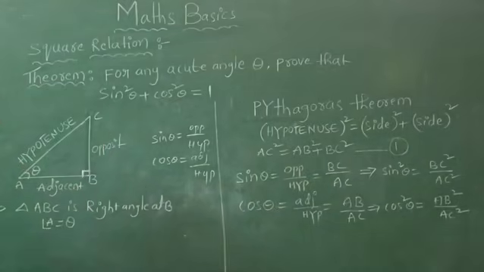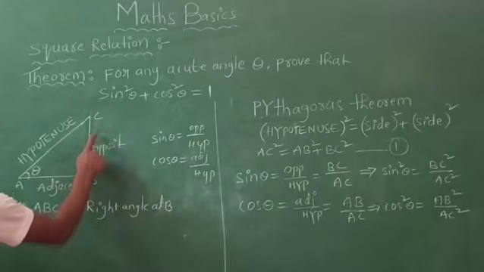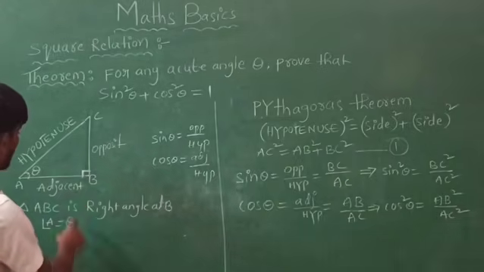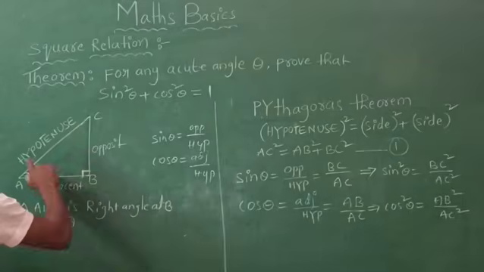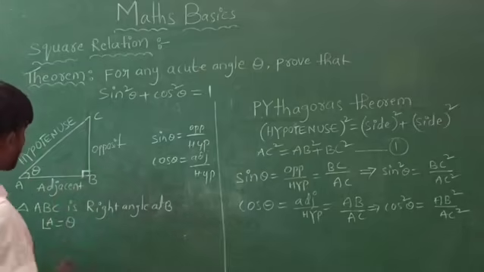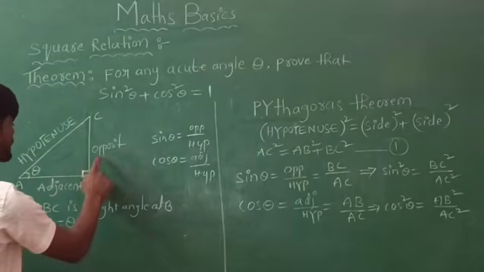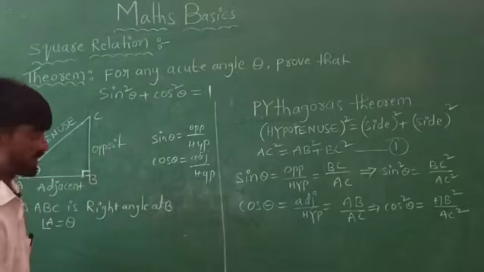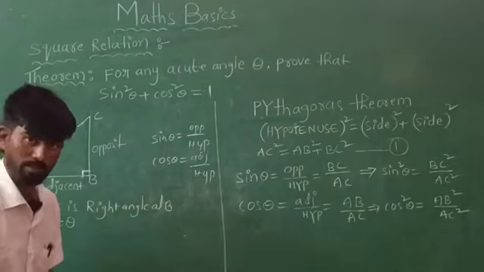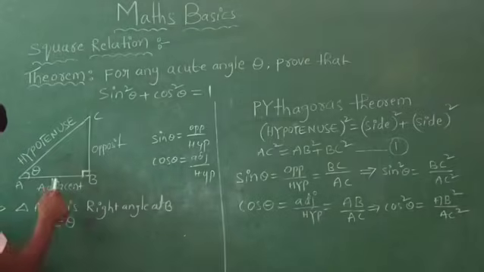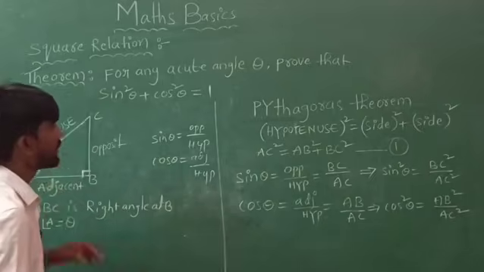Let us consider triangle ABC, a right angle triangle at B. Here AC is called the hypotenuse, AB is called the adjacent, and BC is called the opposite side. Given triangle ABC is right angled at B, and angle A is equal to theta. Theta indicates an angle.